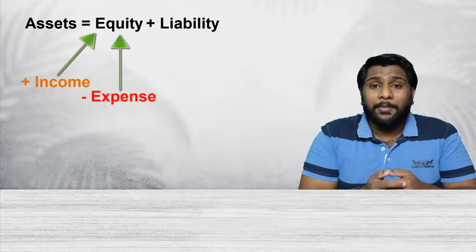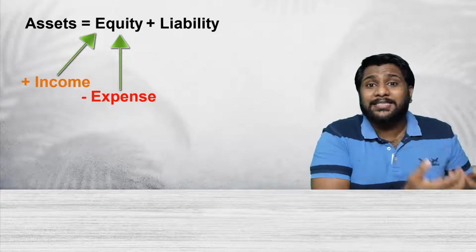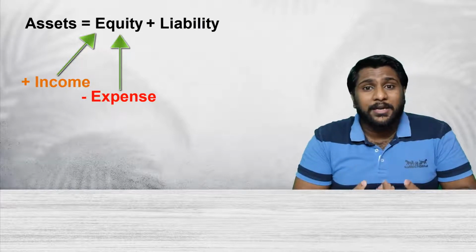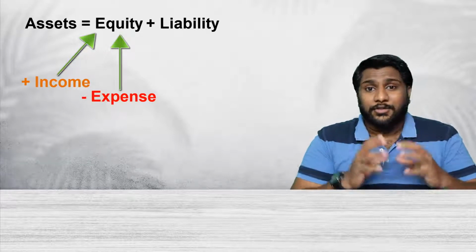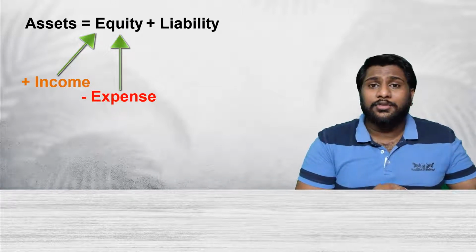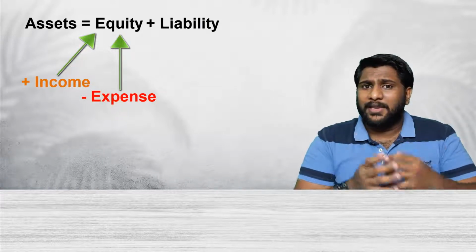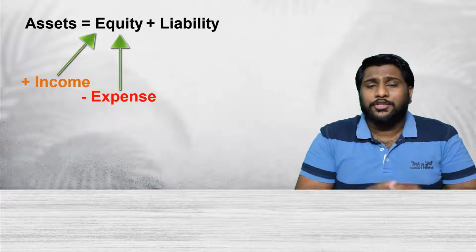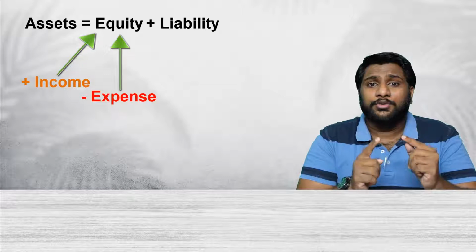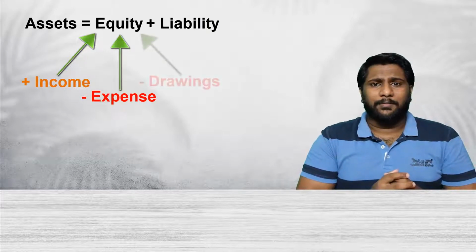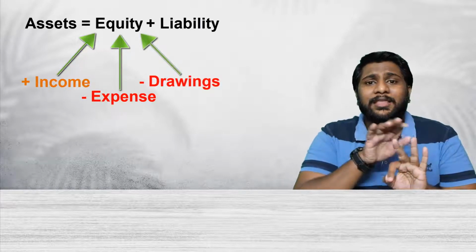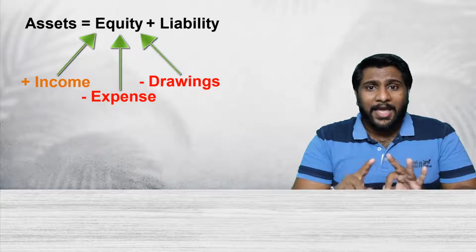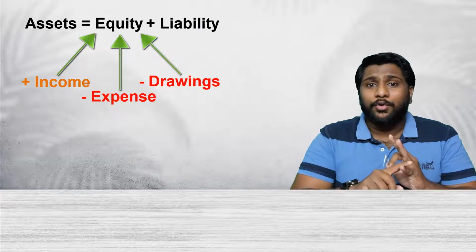Sometimes Peter might use business assets for his own use. If Peter uses business assets for his personal use, we will call it drawings. So let's take an example. Peter is taking $2,000 from the business. If Peter is taking $2,000 from the business, the cash asset is getting reduced. So what you have to understand is, drawings also will reduce the equity. So as of now, I have told you three things which affect the equity. Income increases the equity. Expenses reduce the equity and drawings reduce the equity.